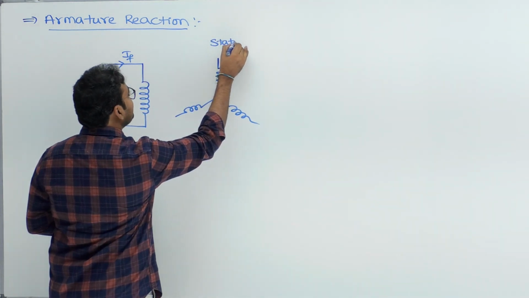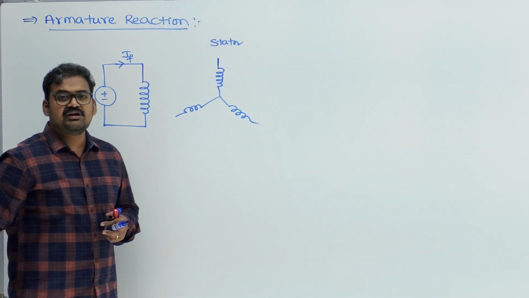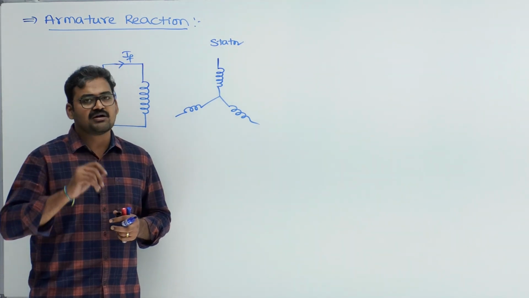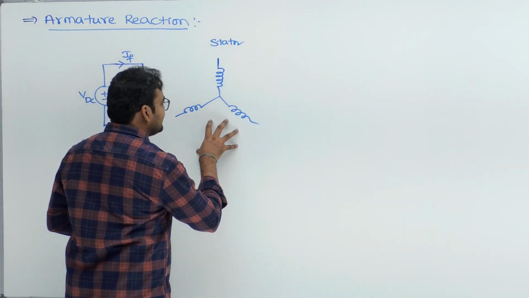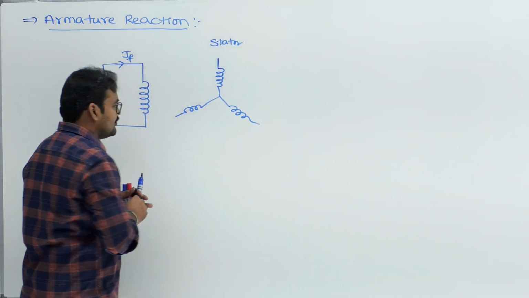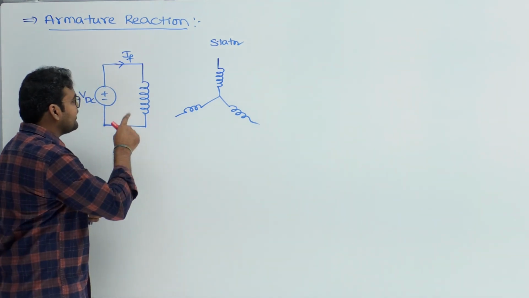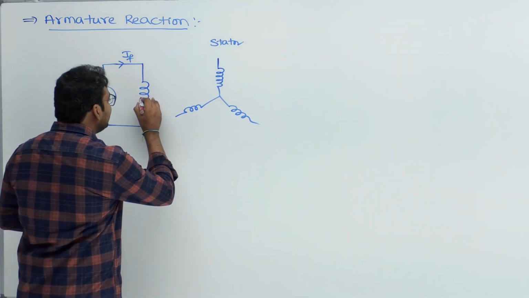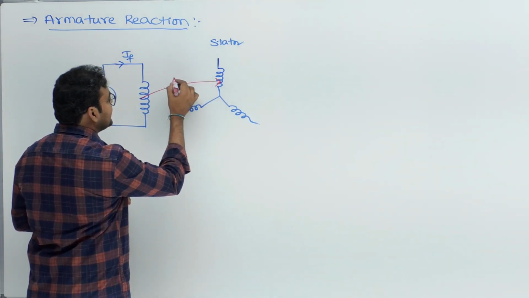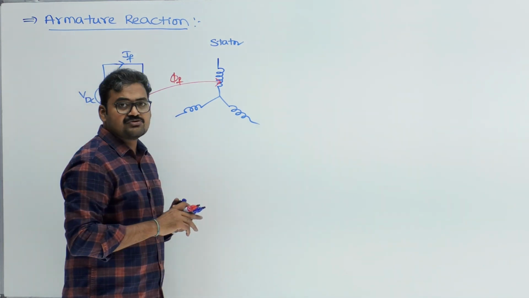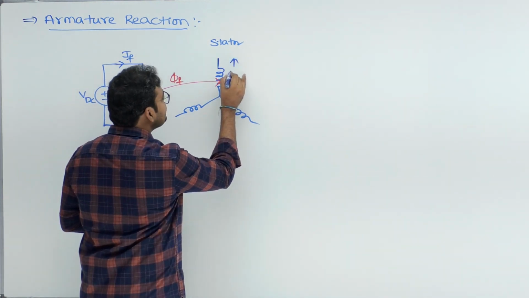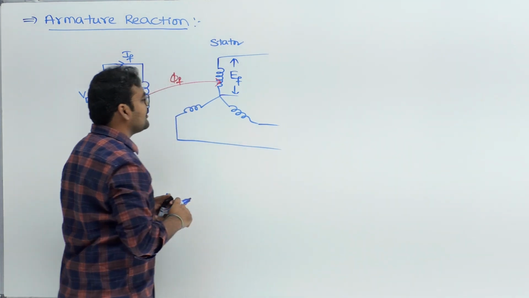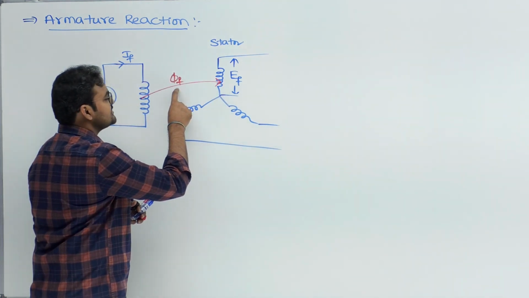Armature winding is a three phase balanced distributed winding, and in most cases the armature winding is a star connected circuit. So see here, we have the armature circuit of the given synchronous machine. Now, when we give DC supply to the field winding, it will create a flux called main field flux. That main field flux will cross the air gap and will link the stator winding. Therefore, an EMF will be induced across the stator winding, and that induced EMF is called field induced EMF. Why is the name given as field induced EMF? Because this EMF is induced due to the presence of field flux.